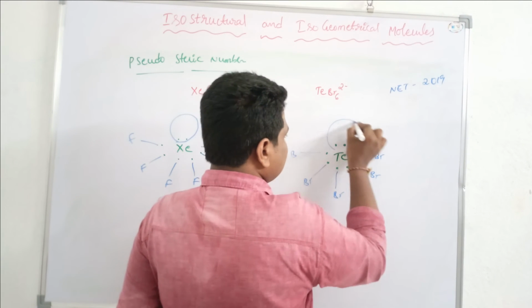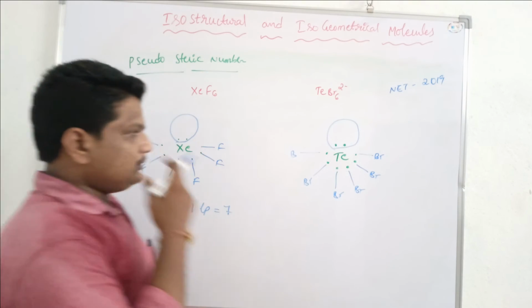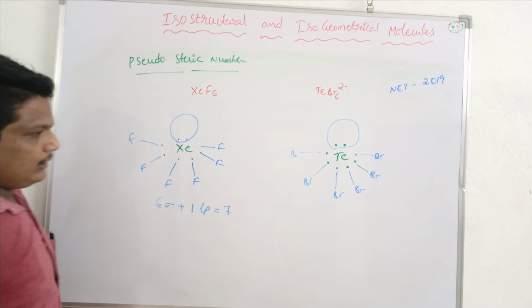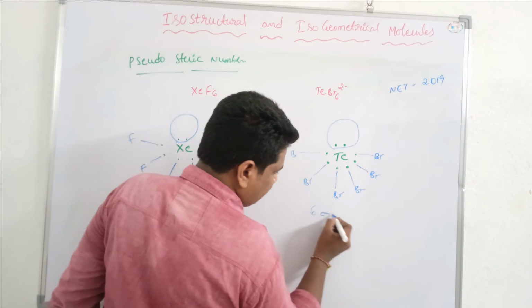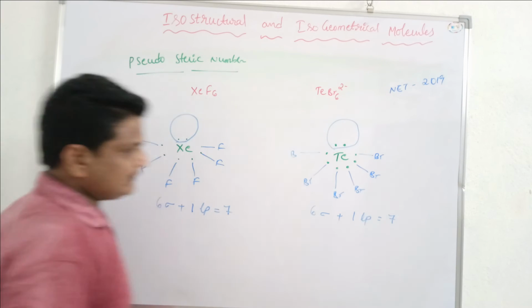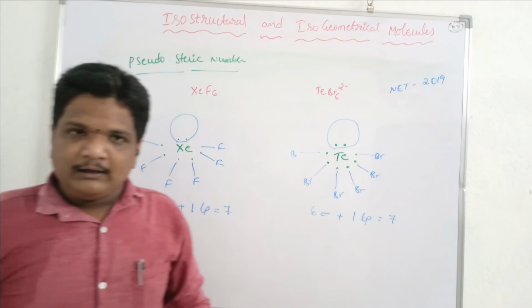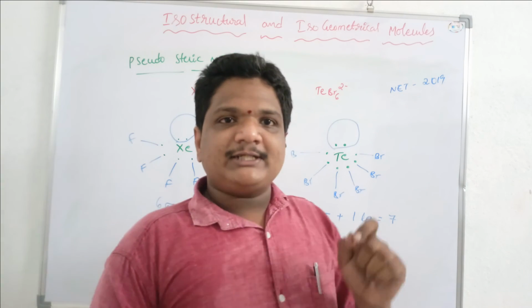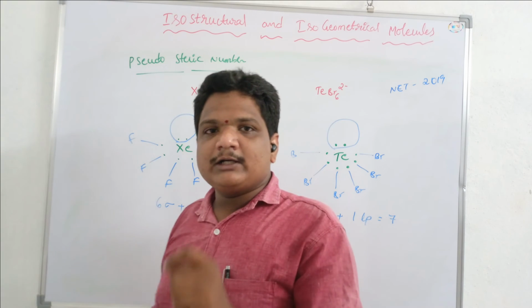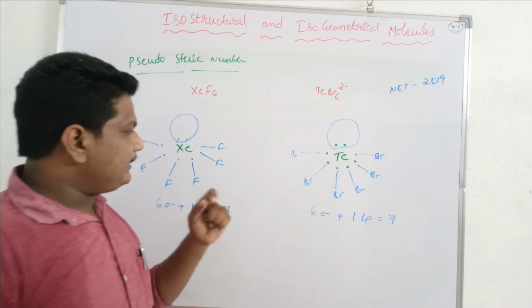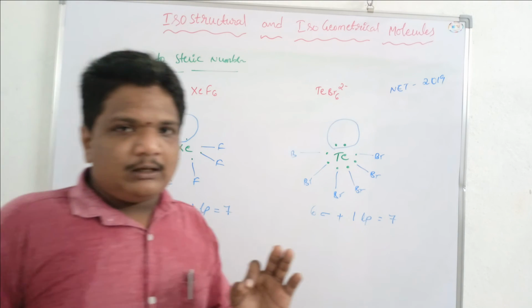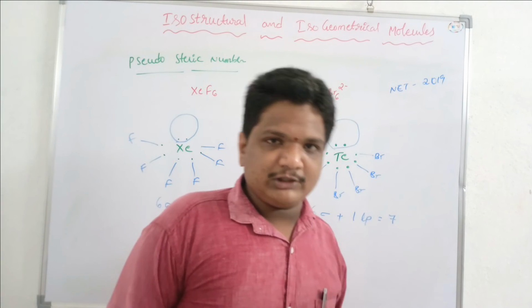So here these 2 electrons will remain as a lone pair. So here we have 6 sigma bonds and 1 lone pair. So in total we have steric number 7. Generally we can say if two molecules have the same steric number, they have the same electronic geometry. But in these two kinds of molecules we cannot observe the same kind of electronic geometry.